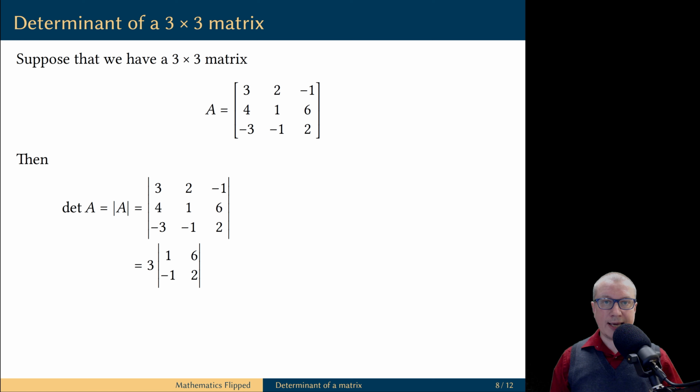Next, we look at the second entry in row 1, which is equal to 2. We delete mentally the row and column of this matrix, and we construct the corresponding 2 by 2 submatrix. We multiply the entry by the determinant of the submatrix, and we remember that the cofactor expansion involves an alternating sum. Therefore, the second term gets subtracted rather than added to the sum.